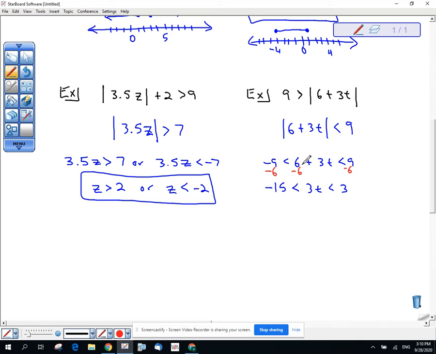You get negative 15. You get 3t is all that's left here. You get 3. Then dividing by 3, you got negative 5 less than t less than 1. Okay, so it didn't come up, but just in case, if you do divide by a negative in any of these where we did have to divide, they ended up being positive numbers. If I were dividing by negative 3 here, yes, I would switch the less than symbols around to be greater than symbols.